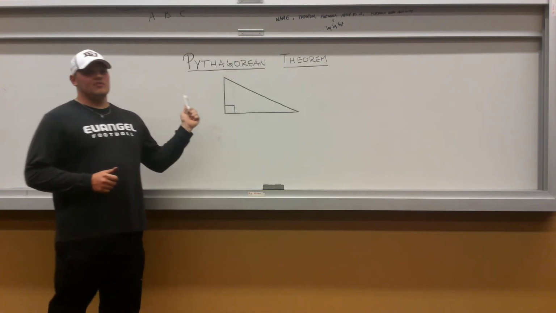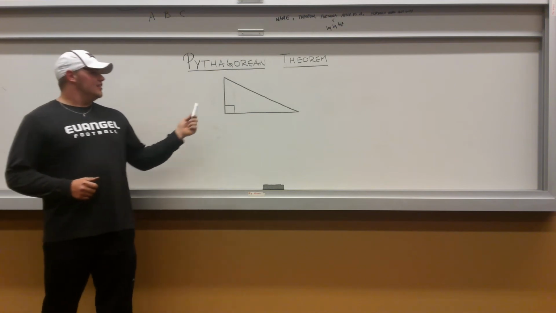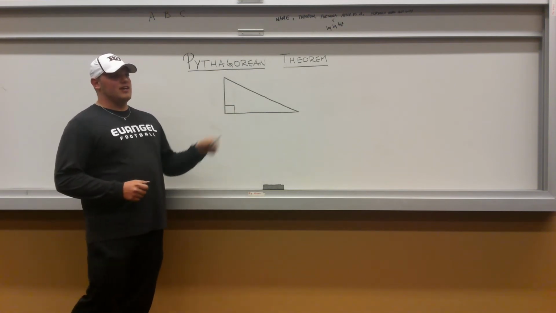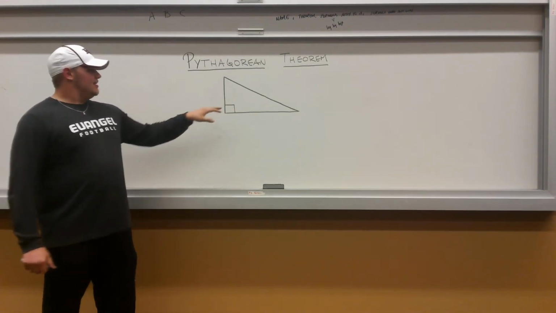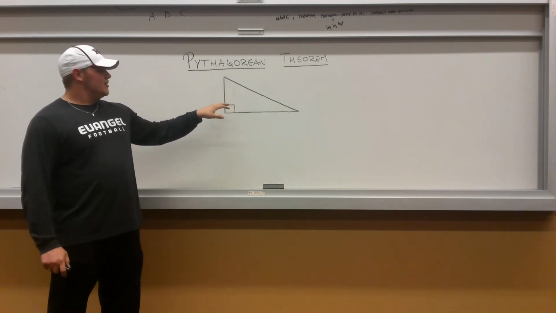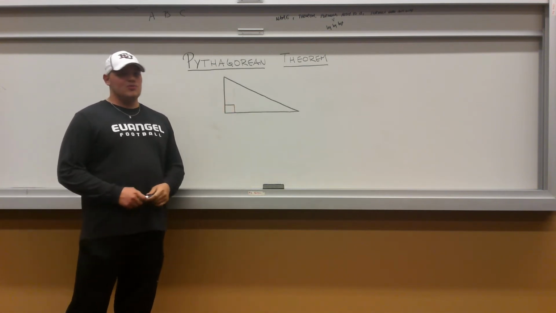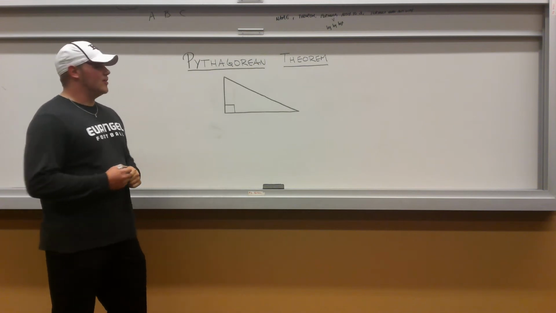The Pythagorean Theorem was developed in order to find the lengths of the sides of a right triangle. Like I said, it can only be used on a right triangle, and you have to know two of the side lengths in order for it to work.